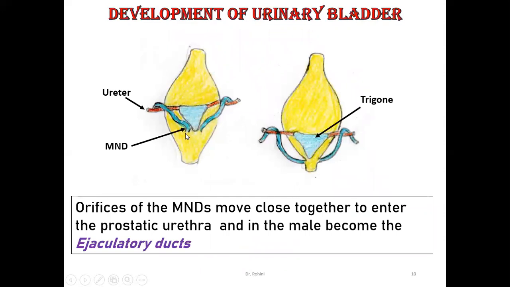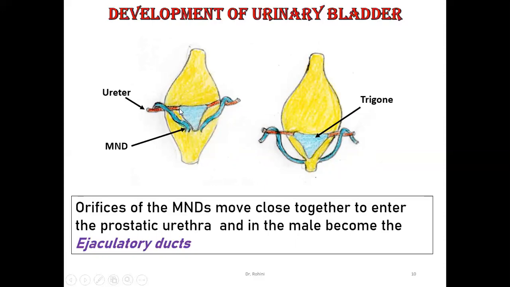Now the orifices of the mesonephric duct move close together to enter into the prostatic part of the urethra, and in the male they become ejaculatory ducts. So this part of the mesonephric duct will form ejaculatory ducts, which we'll discuss again in detail in genital system. And this blue part here is actually representing the trigone part of the bladder. This part of the bladder is formed by absorption of mesonephric duct, and therefore it is mesodermal in origin. Rest all will be endodermal in origin.